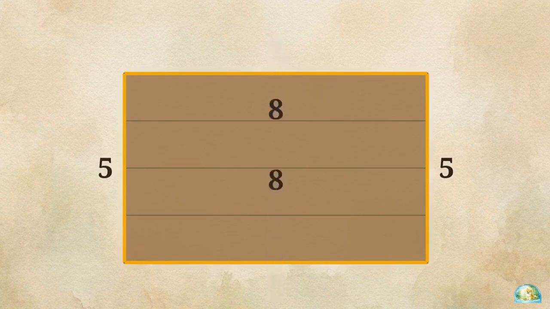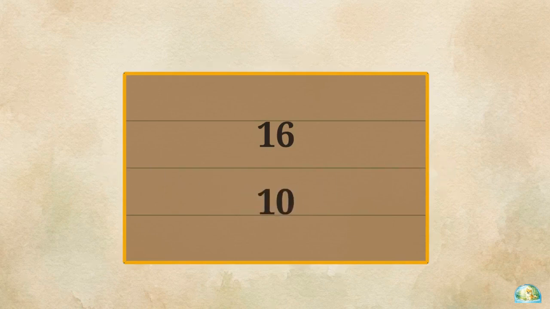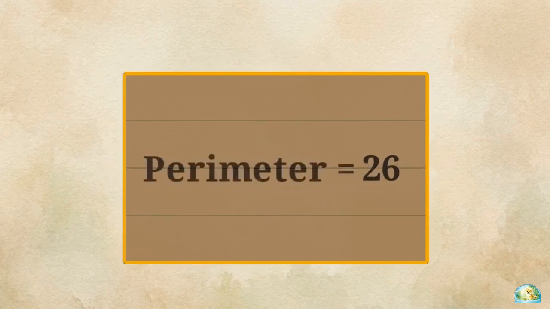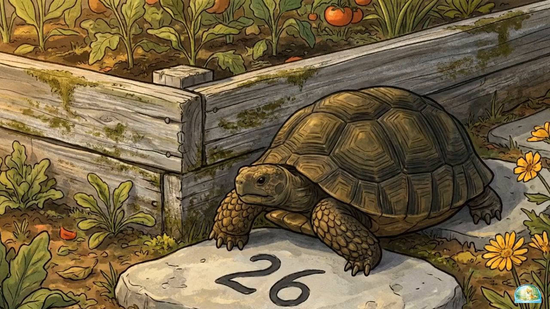To find the total, we group matching sides. The 2 8s combine for 16, and the 5s for 10. Adding these together gives a final perimeter of 26 feet. Because perimeter represents the complete path around a shape, the calculation requires adding every side length.